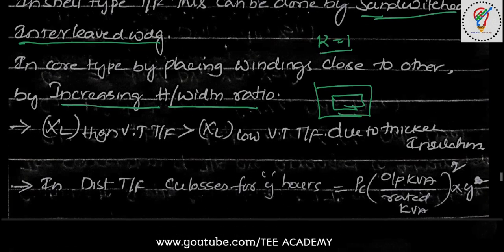Now next, XL, that means the leakage reactance in a high voltage transformer, is high compared to the leakage reactance of a low voltage transformer, due to the thickness of insulation.